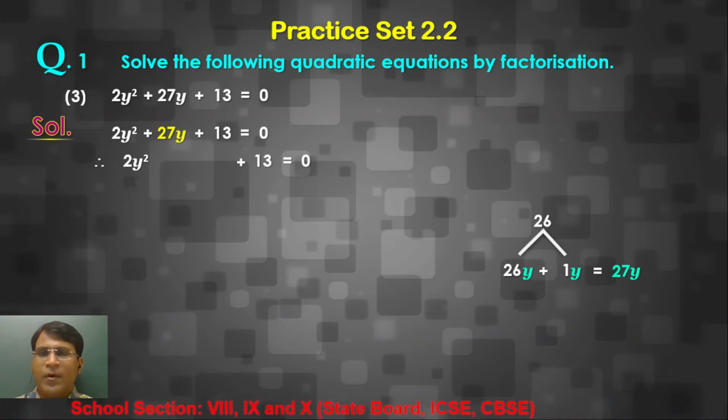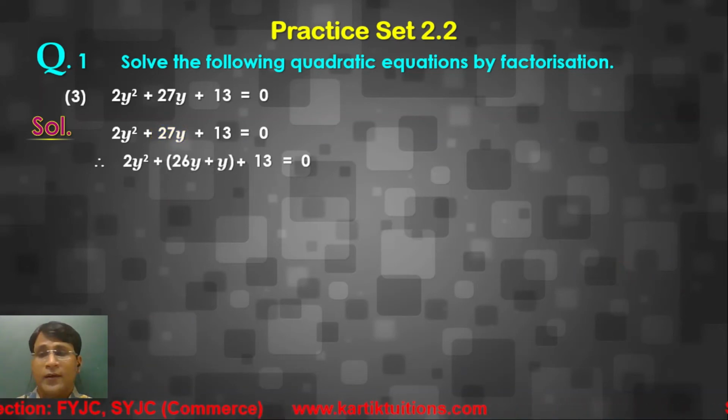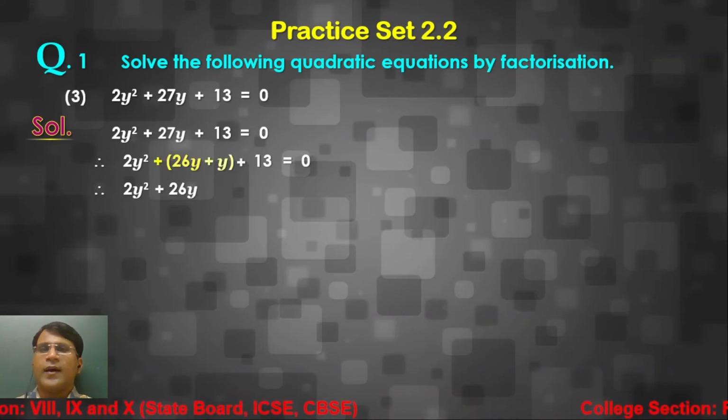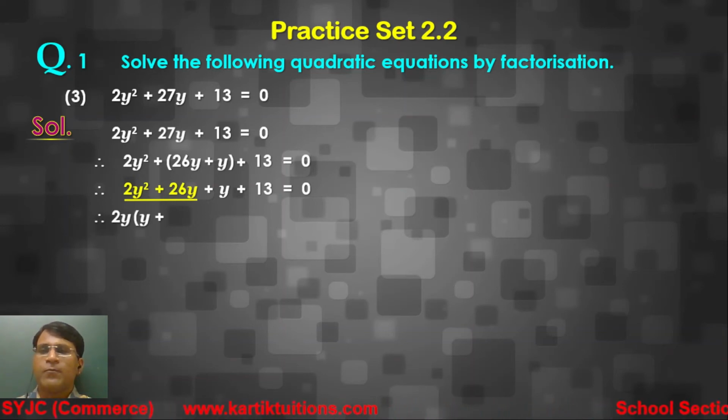Now in the next step, instead of 27y, I can write this as 26y plus y, but in a bracket. Now we'll open the bracket, so it becomes 2y square plus 26y plus y plus 13 is equals to 0. Now since outside the bracket we had a plus sign, no sign has changed of any terms in a bracket. Remember that. Now in the first two terms, here you can take 2y common. Now when you take 2y common, you get y plus 13.